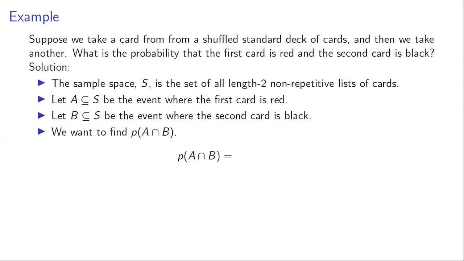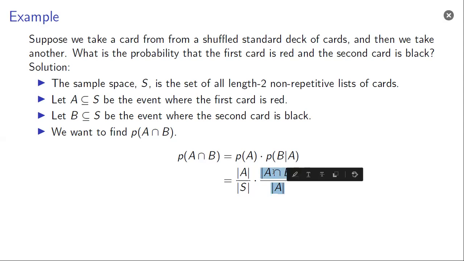So probability of A intersected with B, well, we can use this formula. This is equal to probability of A times probability of B given A. So for probability of A, so let's see. A is the event where the first card is red. So that would be the cardinality of A divided by cardinality of S. And then probability of B given A. So this is the cardinality of the intersection of A and B divided by the cardinality of A.